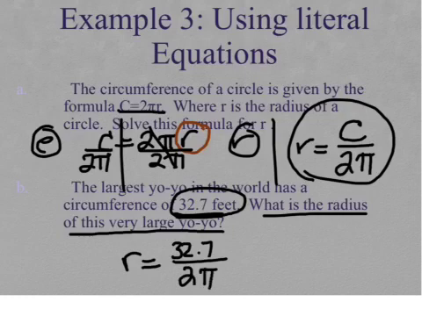When we do that, we get approximately 5.2 feet, which we know is important to say feet because we started off talking about feet. So units are important. We want to hold on to that.